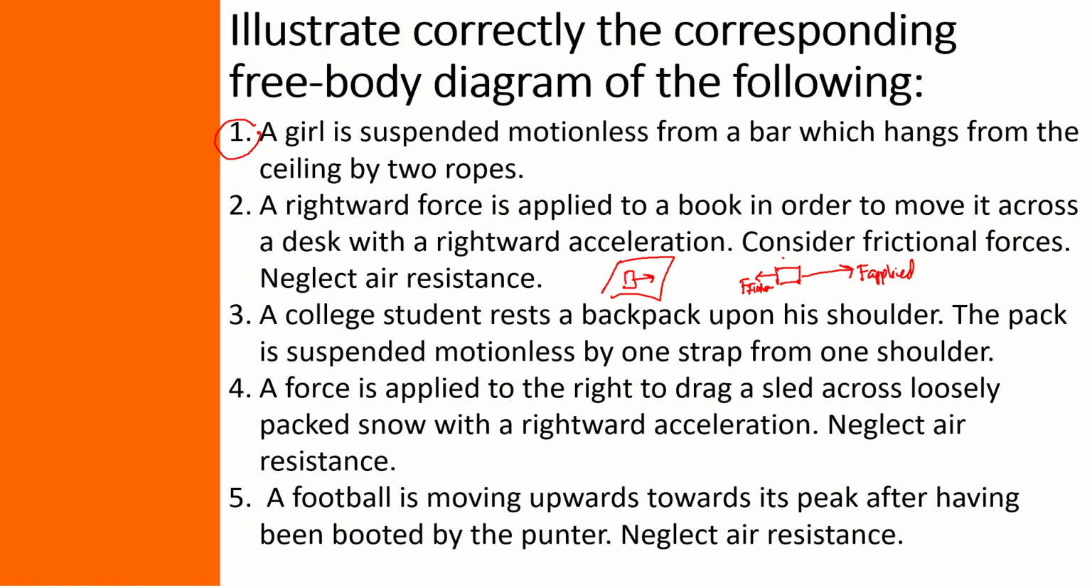Bakit mas maliit lang or shorter lang yung length ng arrow natin? Because kung mas mahaba siya, ibig sabihin, there's no movement. Ang sabi dito, nagkaroon ng rightward acceleration yung book natin. You have your normal force going upward, and then, of course, you have your gravity going downward. Okay? It doesn't matter kung wala yung normal and gravity, same length lang sila, because if you add more length compared with the other, there's gonna be an effect.